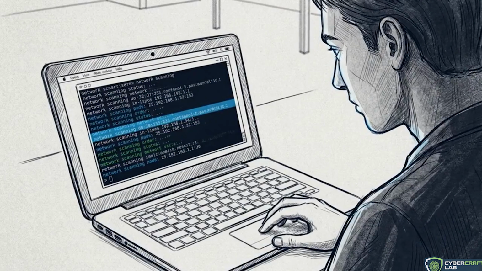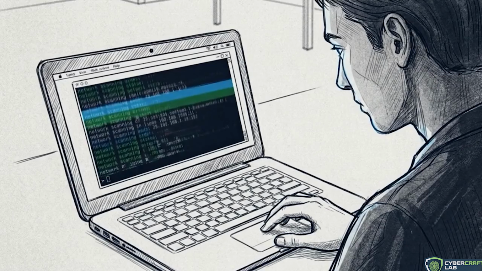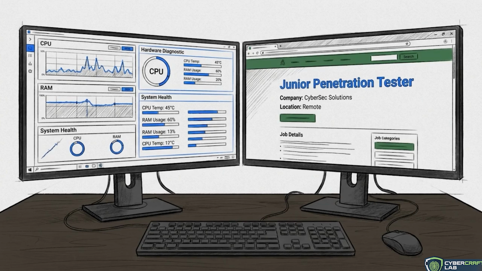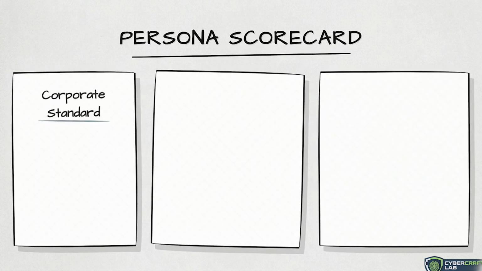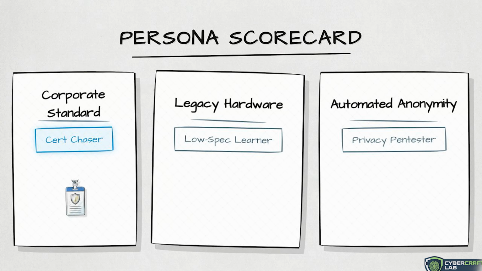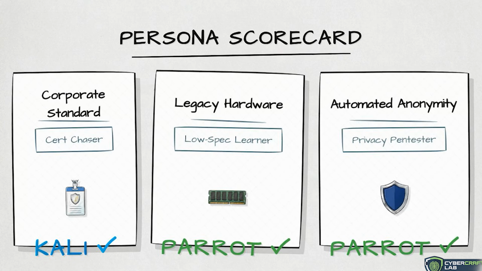Both of these operating systems support 32 and 64-bit architecture, and both will run standard tools like Nmap flawlessly. The final decision comes down to matching the operating system to your hardware capacity and your career goals. We can map this directly on a scorecard across 3 core user personas: the Cert Chaser, the Low-Spec Learner, and the Privacy Pentester. If you are the Cert Chaser, Kali Linux is your designated platform. You need to master Kali because it is the exact industry standard expected in corporate environments and required to pass the OSCP exam.